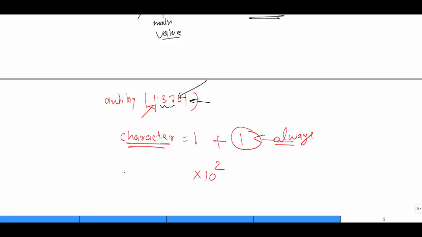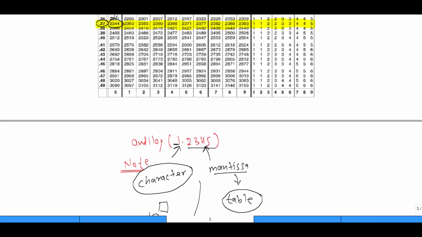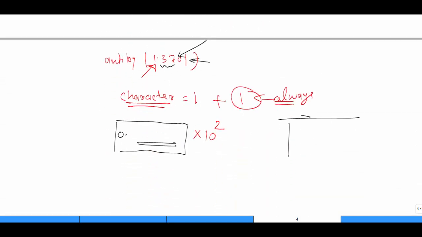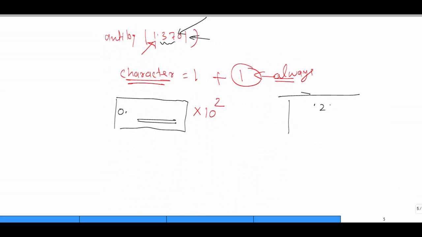Firstly, let's write down what this value will be. It will be 0 point something, always fixed here. Now what is that something? We'll find it in the table: it is 0.2344, and the mean difference is 1. So we add them up: 0.2344 plus 1. So you'll get what?